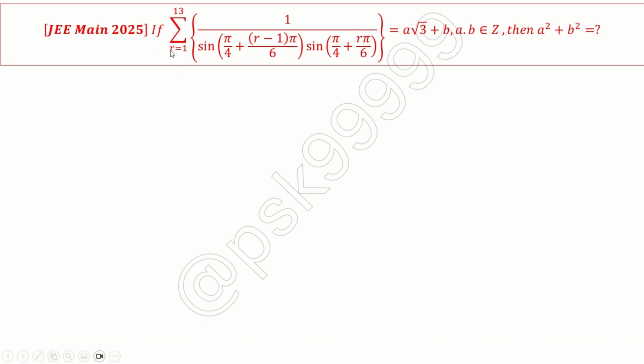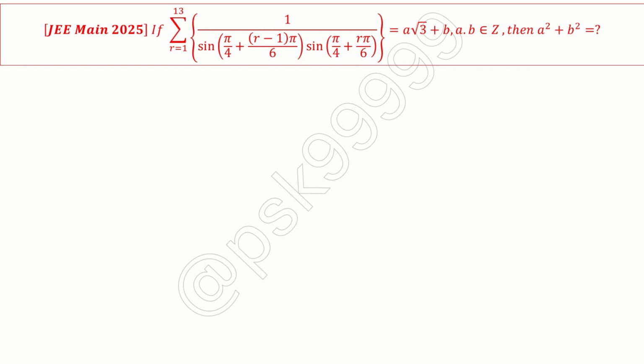If the sigma of r equal to 1 to 13 of this expression is equal to a root 3 plus b, in this form, where a, b belong to Z, then what is the value of a² + b²? So look at this one. The problem looks very complicated, but it is easy. Look at the denominator here. The difference in angle is pi by 6, and the sine of pi by 6, you have a value already, which is 1 by 2.